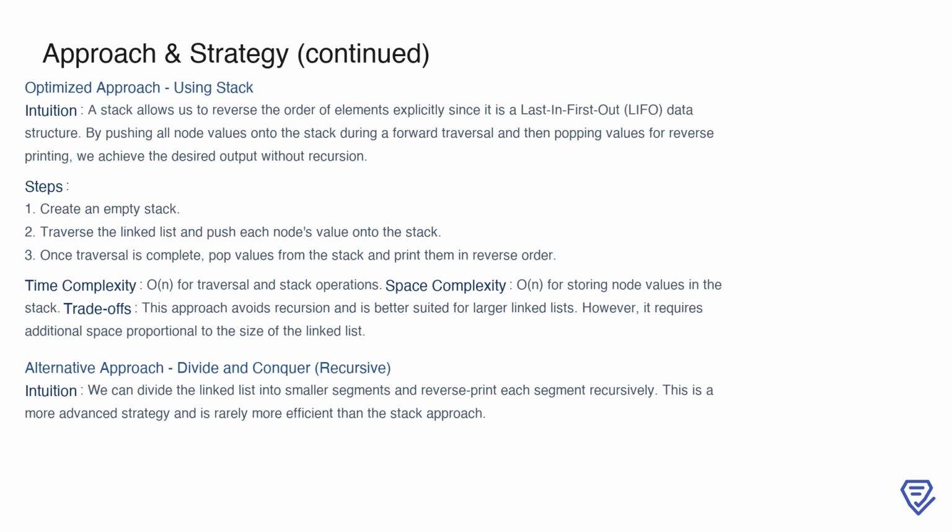In terms of complexity, the time required is O(n) for both traversing the list and performing stack operations. The space complexity is also O(n) due to the storage of node values in the stack. While this approach consumes additional memory, it is more reliable for larger linked lists and maintains clarity in implementation.